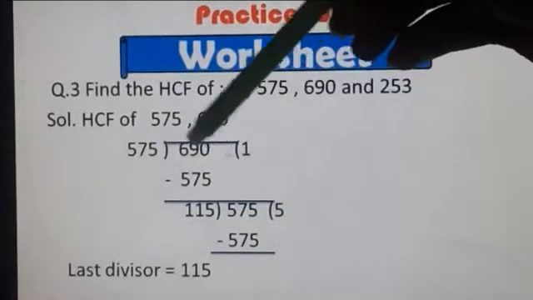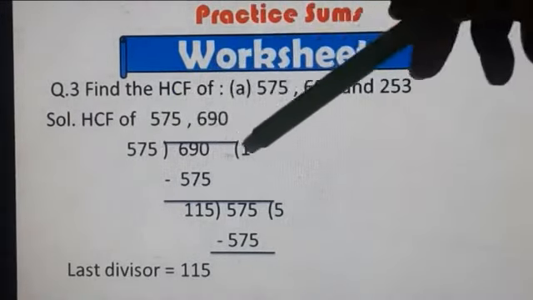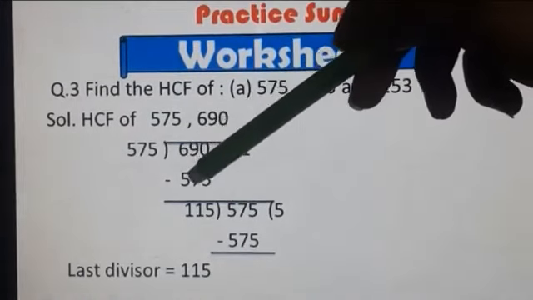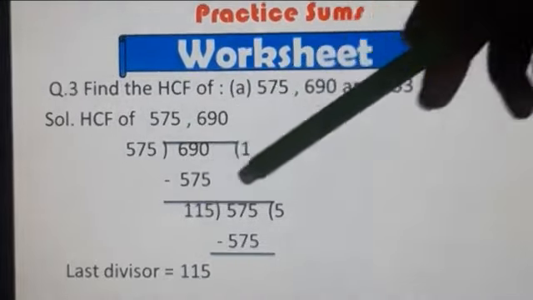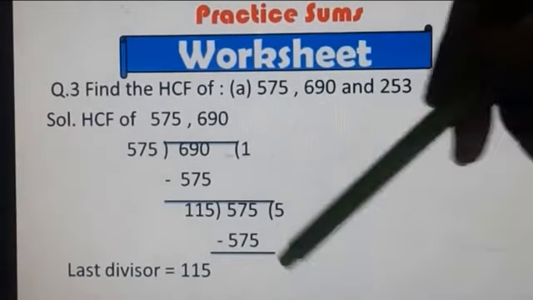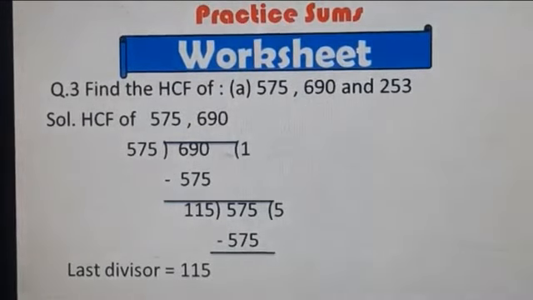690 will become dividend, 575 will become divisor. 575 ones are 575. 10 minus 5, 5. 8 minus 7, 1. 6 minus 5, 1. 115 5s are 575. So our last divisor is 115.